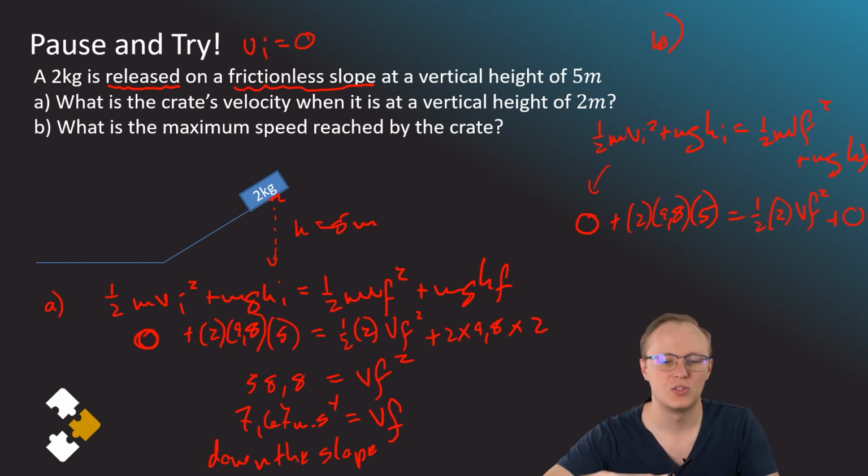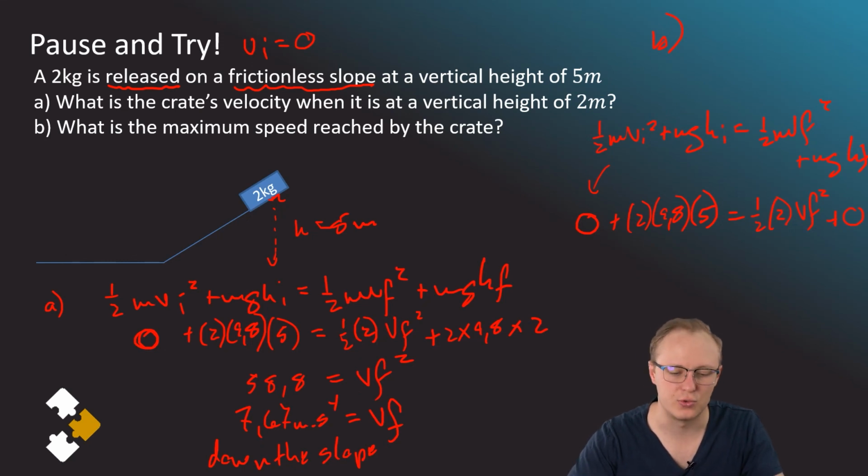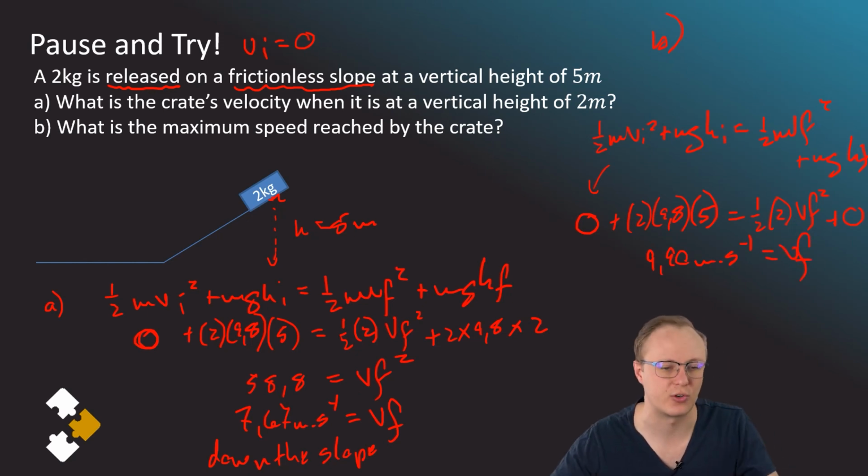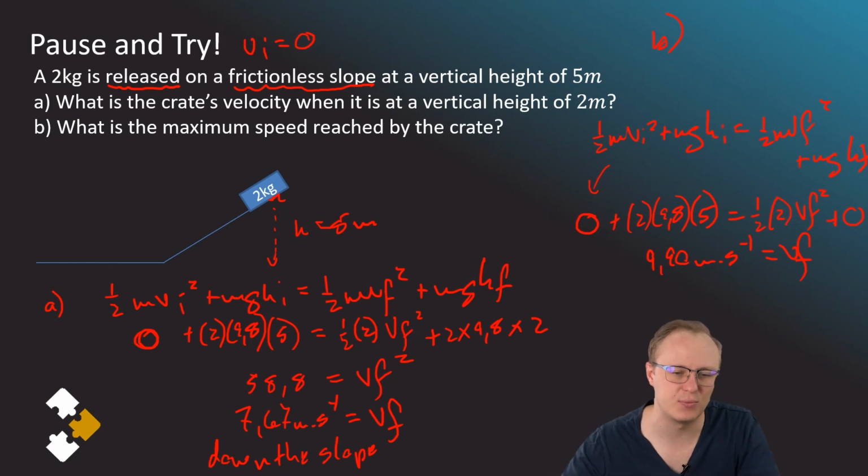Okay, so then we can go 2 times 9.8 times 5, that's 98. And then we just root both sides. So root 98, we get 9,90. And that is going to be the maximum speed that was reached by the crate. So just note there that they asked about the speed. So because they asked speed, we're not really going to bother too much with the direction for that one there.